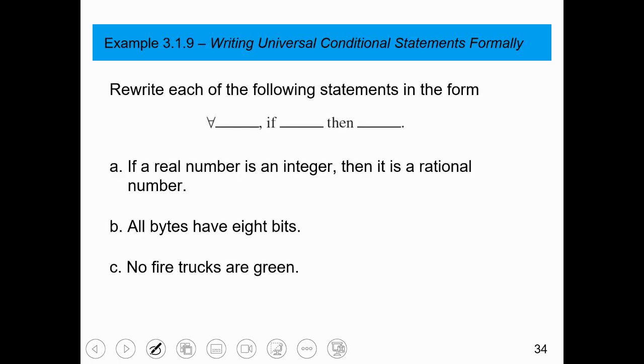Okay, rewrite each of the following statements in the form: for every blank, if blank, then blank. So the first one says, if a real number is an integer, then it is a rational number. Think about what you would substitute into those blanks. Again, pause the video if you want to give it a try. Then you can repeat the process for the next two statements. All bytes have 8 bits, and no fire trucks are green. Let's take a look.